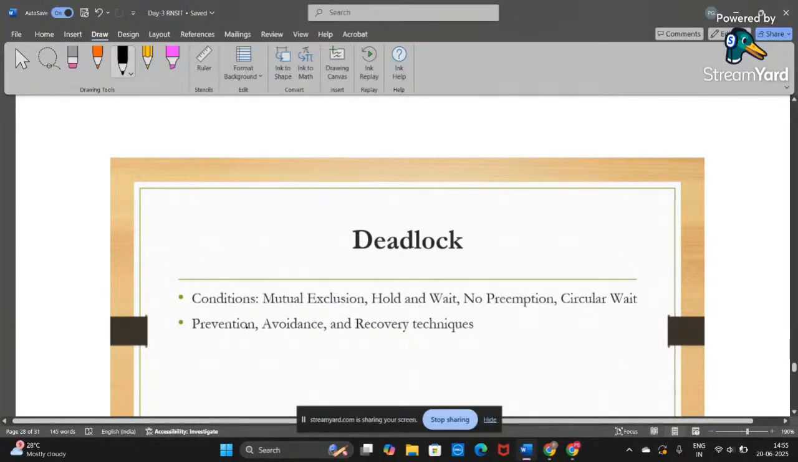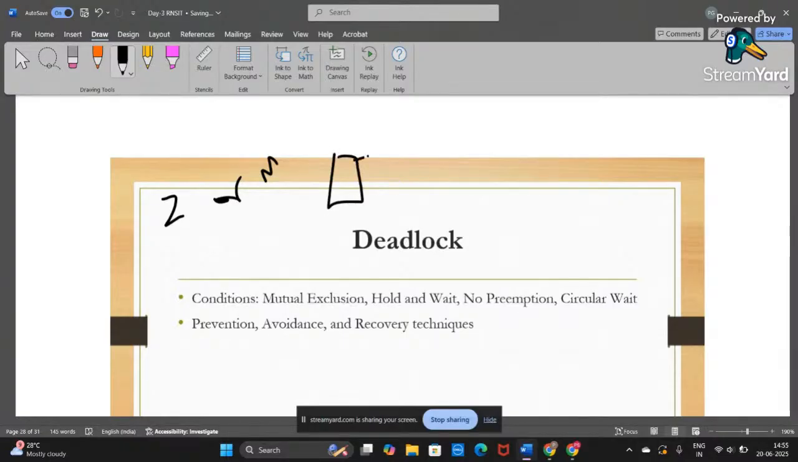This is a state in a multi-programming environment where two or more processes are unable to proceed because each is waiting for the other to release a resource. Listen again, I'll repeat it. A deadlock is a state in a multi-programming environment where two or more processes are unable to proceed because each is waiting.